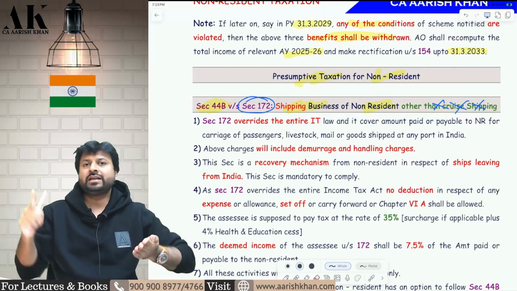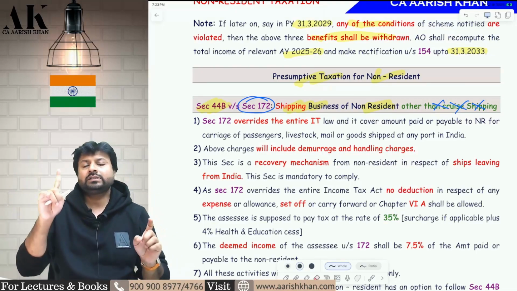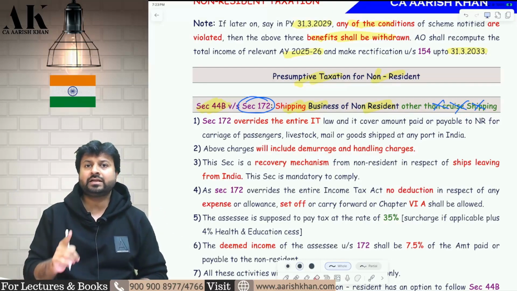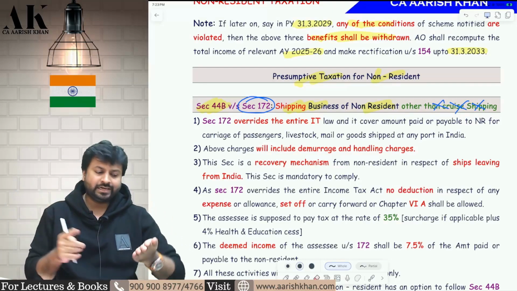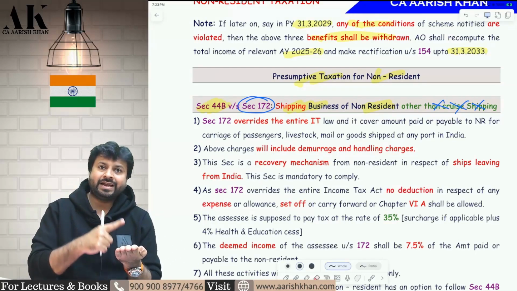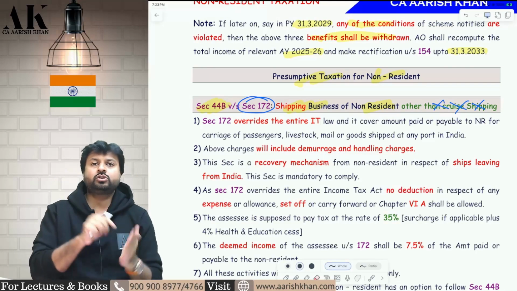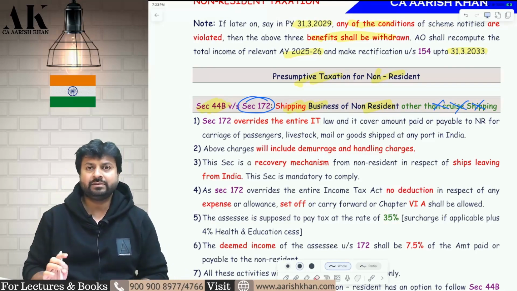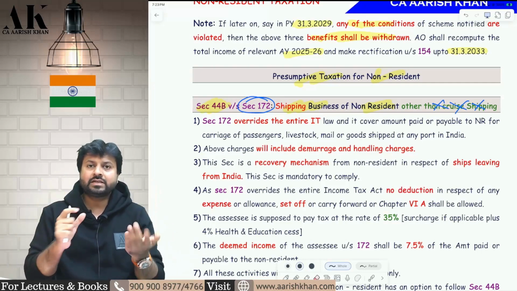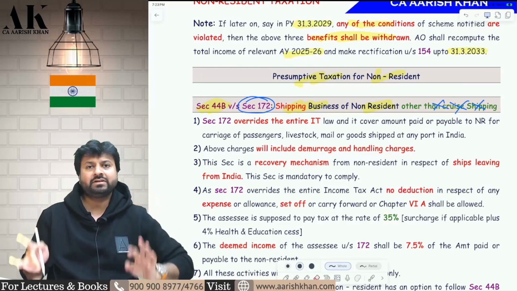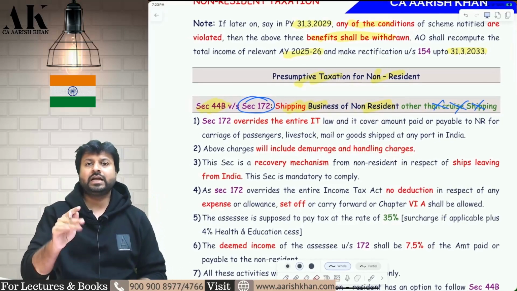Suppose the ship leaving India earns 1 crore rupees as revenue. Out of that, 7.5%, that is 7.5 lakh, will be considered the deemed income of the non-resident. If the assessee is also charging some handling charges or demurrage charges, those should also be included in the 1 crore, and you take 7.5% of that entire amount as deemed income.